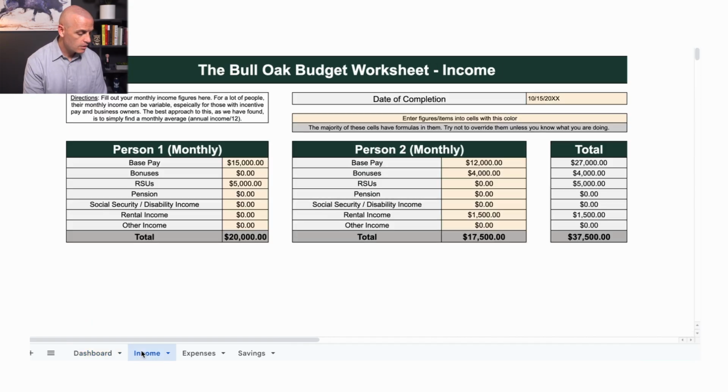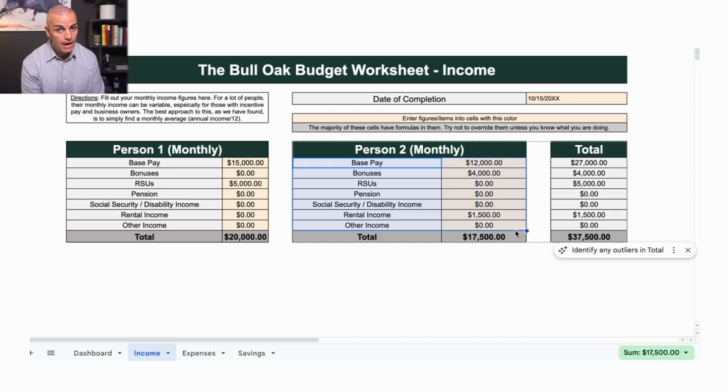Let's begin. So with income, you're going to want to fill out person 1, which is going to be yourself, and then person 2, if applicable, your spouse, all of their incomes in monthly figures. It's really important to know that whatever numbers you put into this Google Sheet, you use nothing but monthly numbers because we will keep everything in monthly format and annualize all of them in the very end.